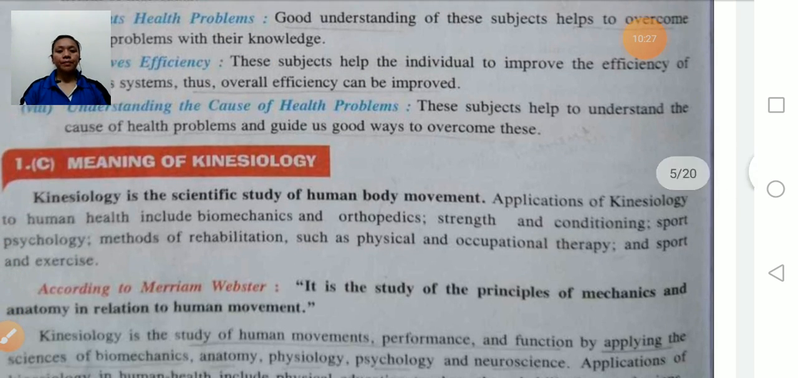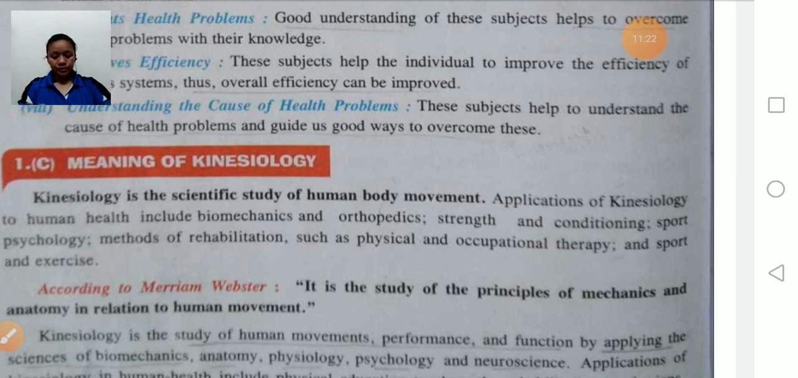Meaning of kinesiology. Kinesiology is the scientific study of the human body and human movement, how our body moves. It gives us knowledge about the movement of our body. Applications of kinesiology to human health include biomechanics. Biomechanics means the study of force and mechanisms in living things. Orthopedics means the study of bones. Others include strength and conditioning, sports psychology, methods of rehabilitation such as physical and occupational therapy, and sports and exercise.